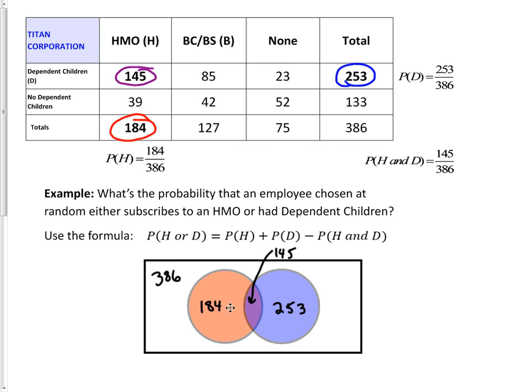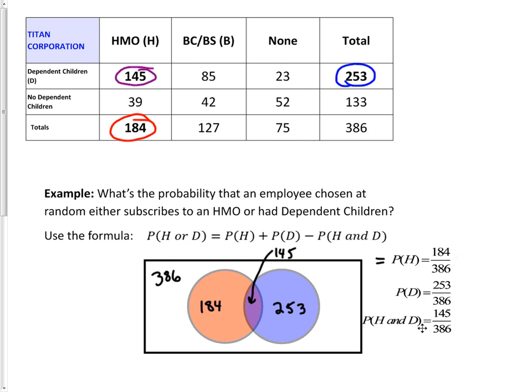All right. Now, the problem would be that these are not mutually exclusive, and if we just tried to add 184 and 253, we would get more than 386. Well, that's impossible, right? So the way that we're going to figure this out is we're going to say, well, then by this rule, we're going to take the probability that we have employees that have an HMO plus the probability that they have dependent children, and subtract away from that the probability that they have both an HMO and children.